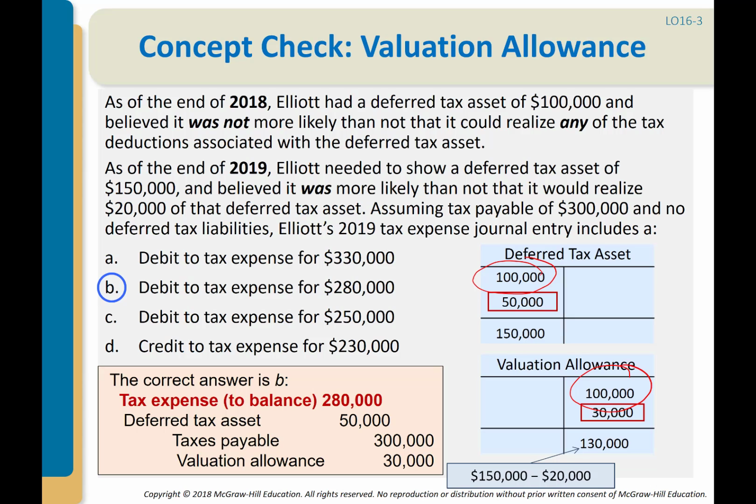So since the net is 20, if this is the deferred tax asset here, and the valuation allowance is here, then I need 130 in the valuation allowance, so the net is showing the 20, the amount they think they're going to collect, right? And so to get it to be 20, we need 130 in the valuation allowance. It already has 100,000. So we put 30,000 more.